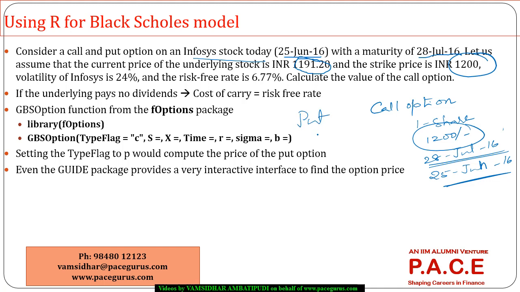Similarly, when I say a put option, it's like I want to sell one share of Infosys at 1200 bucks on 28th July 16. And that contract I am getting on 25th June 16. So again, this gives me the right to decide whether I want to sell one share of Infosys on 28th July 16 at 1200 or not. If I want to sell it, I'll sell it. Otherwise, I'll let it expire. So depending on whether I'm taking a call option or a put option, I'm getting an option either to buy the share or sell the share on 28th July. But the option I am buying on 25th June.